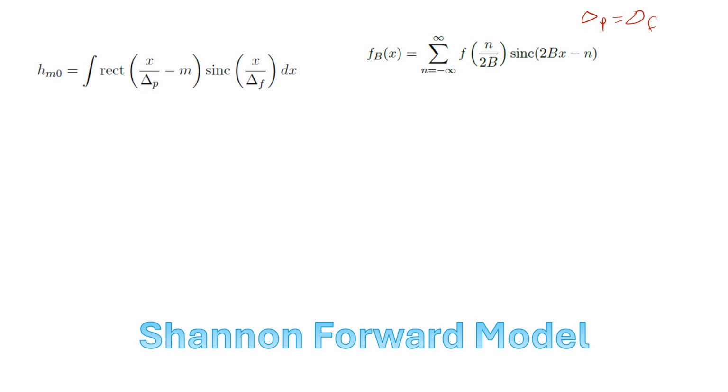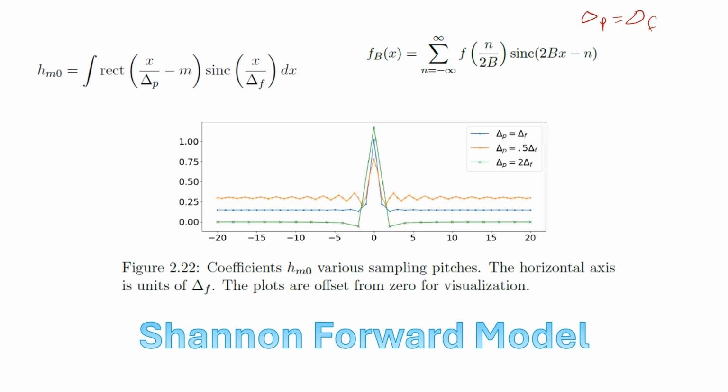and if delta P is less than delta F, that's oversampling. Here are some examples where we've evaluated this integral numerically. The green curve is sampling at half Nyquist. Delta P is equal to 2 delta F, and you see that the oscillations of the sinc representation function are mostly washed out, and we only have about 5 non-zero coefficients in H sub MN.